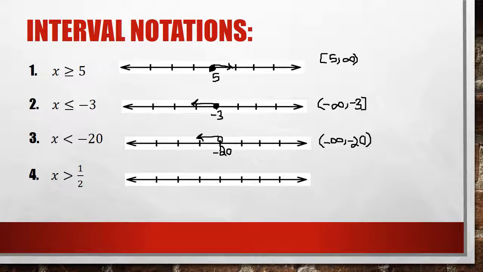Last example is x is greater than 1/2. Again, we have 1/2 here in the middle. I'm including every single number greater than 1/2, not including 1/2, so I'm going to have an open circle. And greater numbers are to the right of the circle. That's why I'm going to have an arrow to the right of the circle.